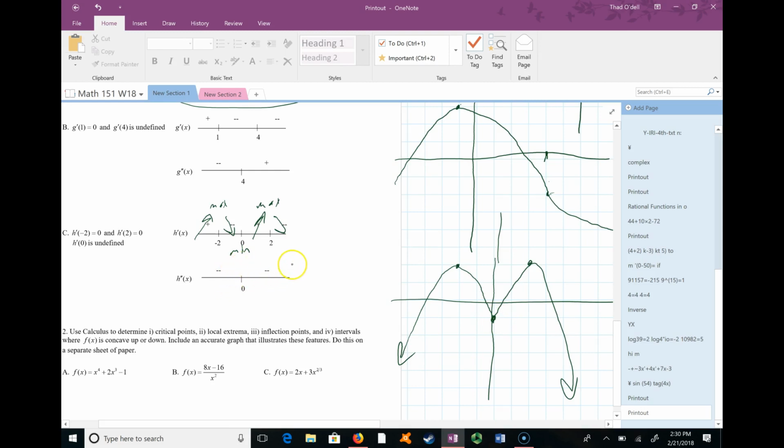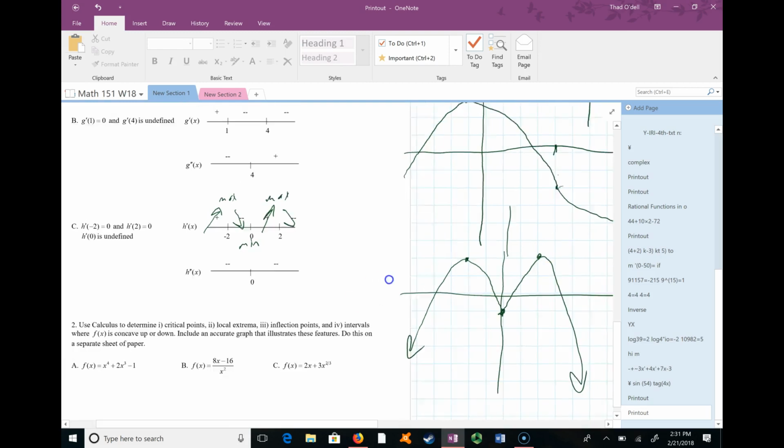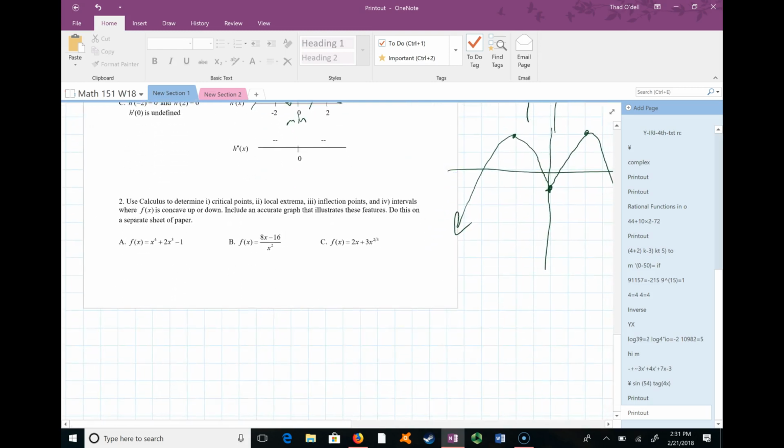It says it's undefined at 0. There's no concavity at 0, so I got that. And it's concave down the rest of the time. Sure enough, concave down, concave down. Okay, so that's the idea of the first and second derivative tests.